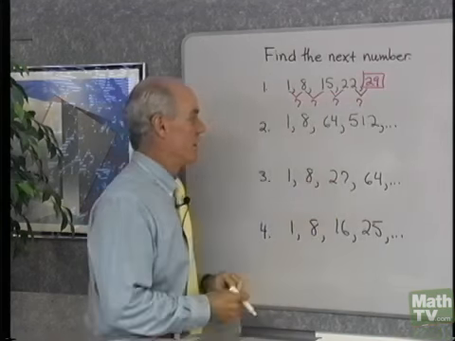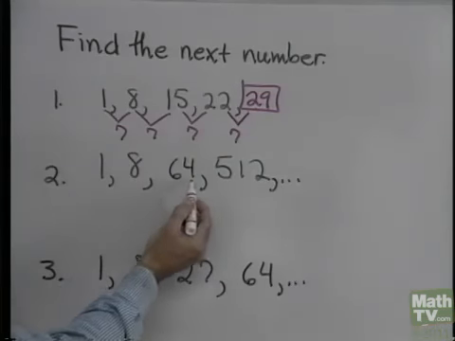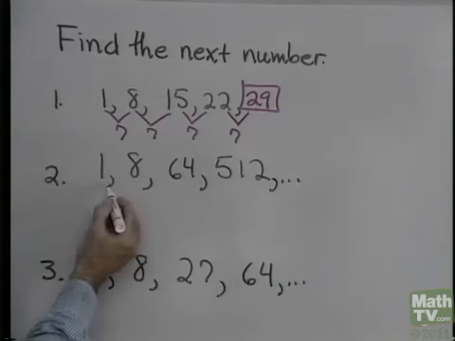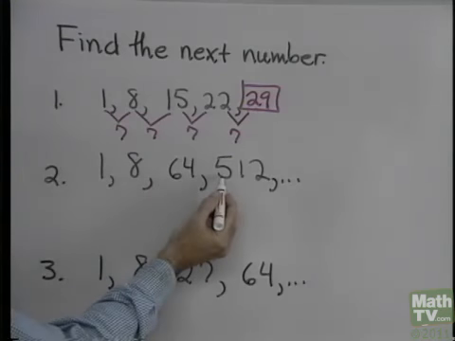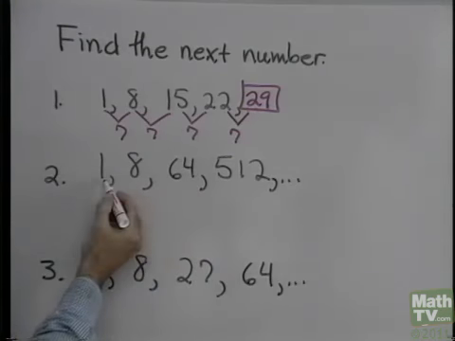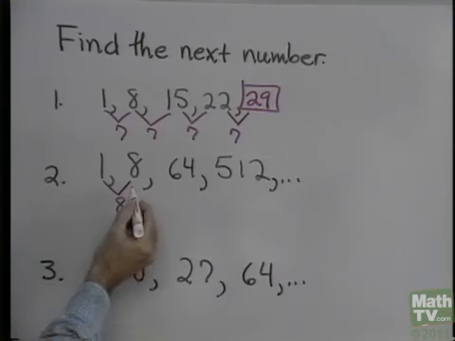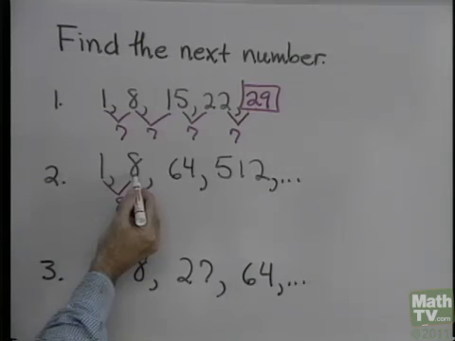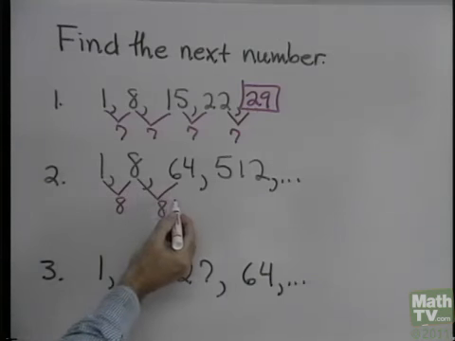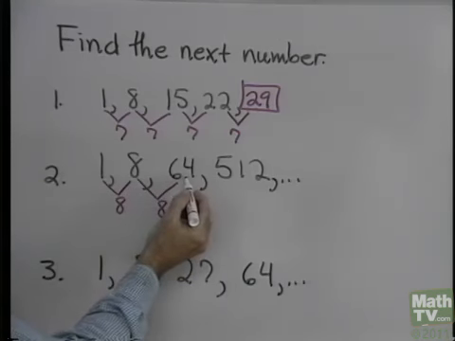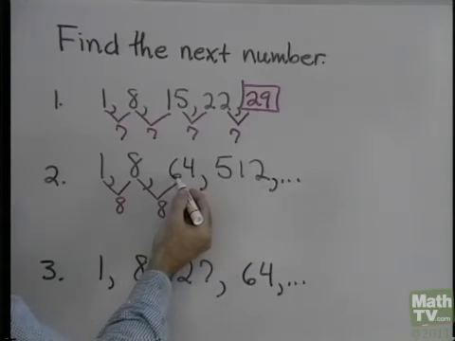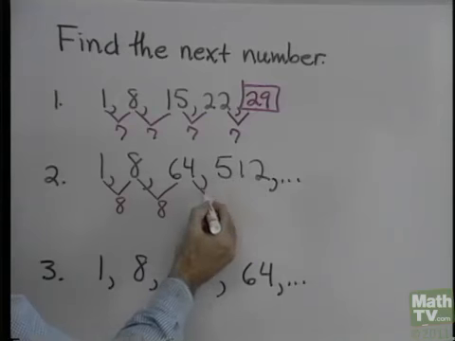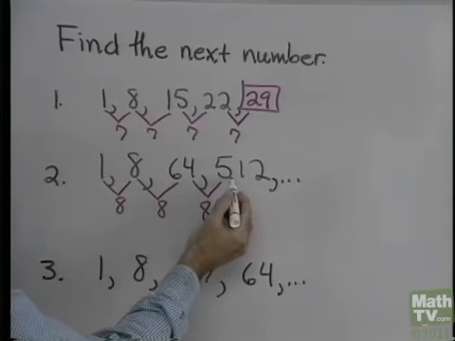Here's our next one. 1, 8, 64, 512. So here, if I look at this, I can't add the same number and progress down this sequence. Let's look at multiplication. 8 times 1 gives me 8, so if I multiply here by 8, I get this term. Now 8 times 8 gives me 64, so again I multiply by 8. 8 times 64, 8 times 4 is 32, 8 times 6 is 48, and 3 is 51, so again, multiplying by 8 gives me this term.